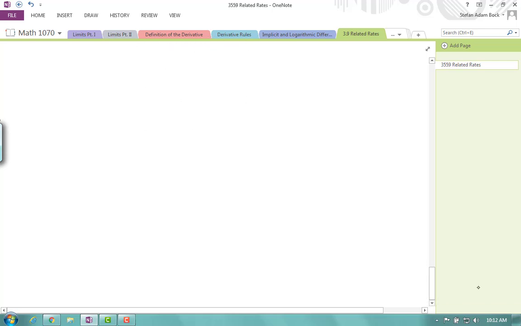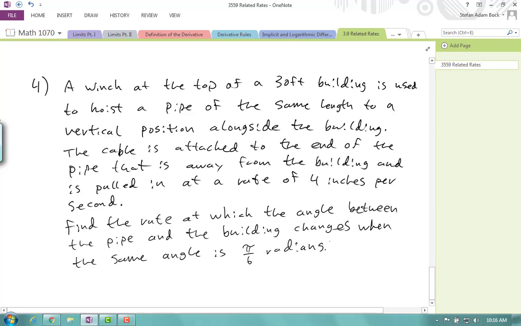For the final example, we have a bit of a construction problem. Wow, that's quite a wall of text that suddenly appeared. A winch at the top of a 30-foot building is used to hoist a pipe of the same length to a vertical position alongside the building. The cable is attached to the end of the pipe that is furthest away from the building, and it is pulled in at a rate of 4 inches per second. We want to find the rate at which the angle between the pipe and the building changes when that same angle is π over 6 radians.